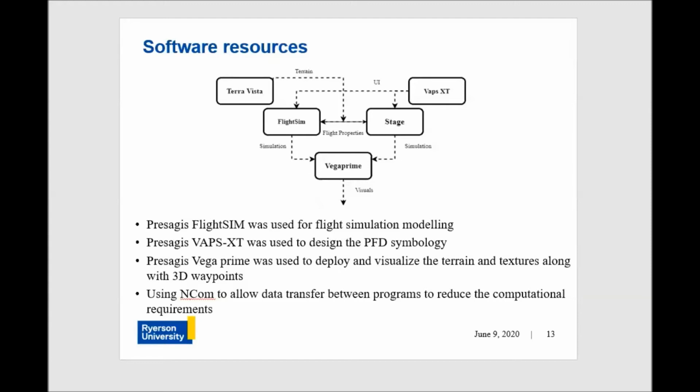And another in-house program called NCOM, provided by Presagis, helped to transfer data between all these programs so that data could be easily transferred between computers at a rapid pace. And especially for this project, two computers were run simultaneously, and the data was transferred between them in order to reduce computational requirements as well as to reduce the lag.